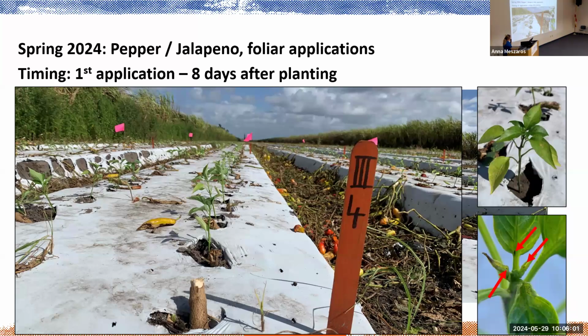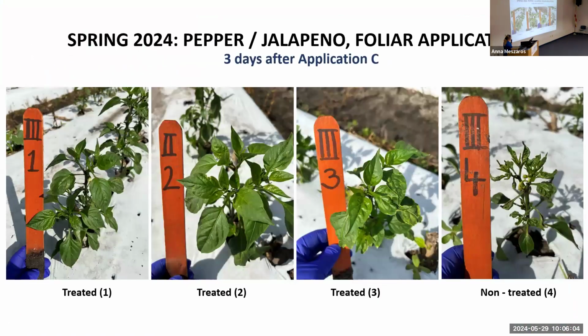This is just a few pictures comparing the treatments with the check. This is how your pepper plant can look if you don't treat it at the right time. So this is really scary. So early detection and action are very important.